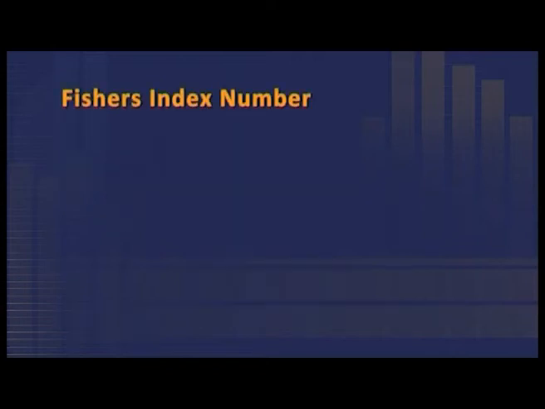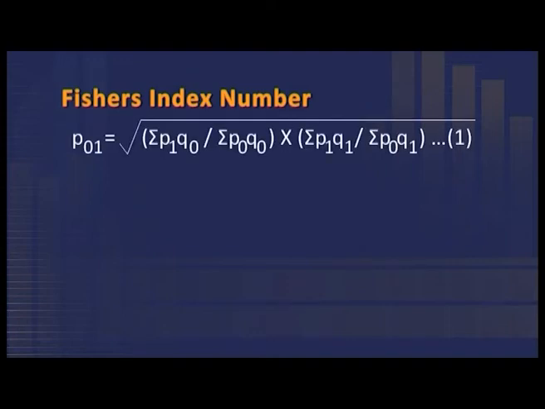The next method we will discuss is the Fisher's ideal index number method. In this method, we calculate the index number as price index is equal to square root of summation of product of price of the current year and the quantity of the base year divided by summation of price and quantity of the base year multiplied by the summation of the product of the price and quantity of the current year divided by summation of price of the base year and current year quantity as equation 1.